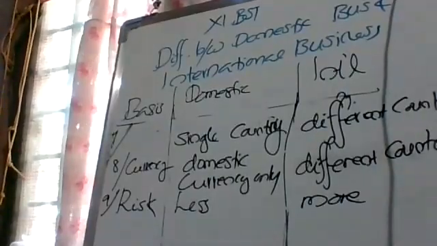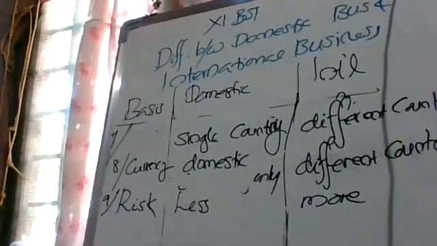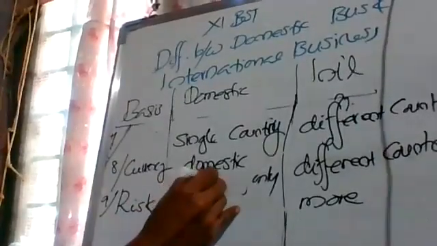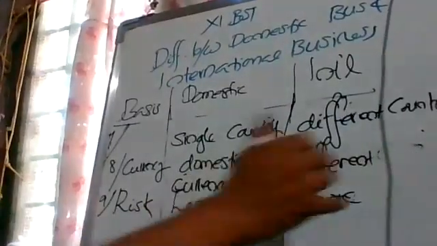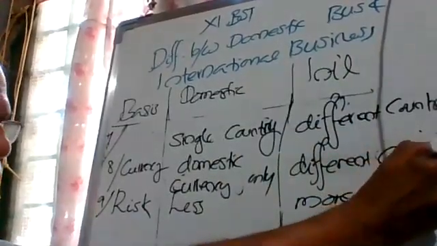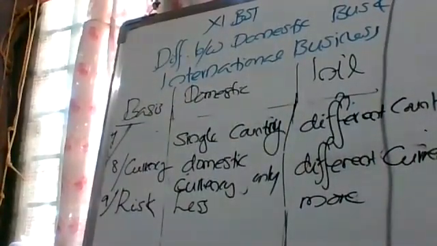Yes, sir. But I have one doubt. In the eighth point, is the currency used in international business different currency or different countries, sir? Okay, change it. Domestic currency only, correct? Currency used: domestic currency. Sir, no, sir. International, I'm asking about different currency. Correct, what you asked is correct. Different currencies. Domestic currency in the first column, different currencies in the second column, not country.